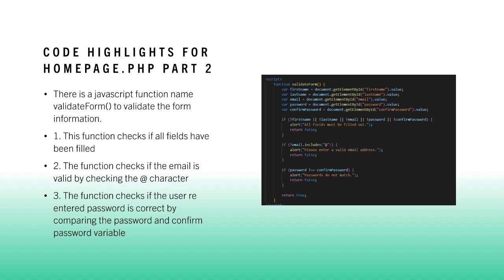Code highlights for homepage.php part 2. There's a JavaScript function named validateForm to validate the form information. This function checks if all fields have been filled. The function checks if the email is valid by checking the @ character. The function checks if the user's re-entered password is correct by comparing the password and confirm password variables.